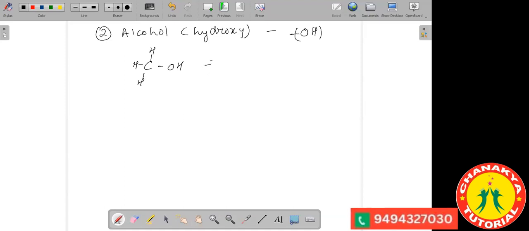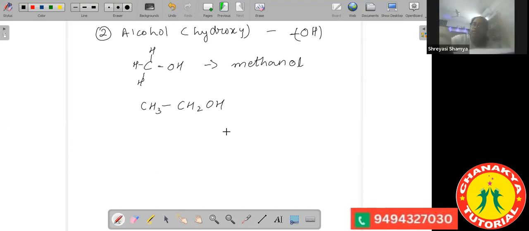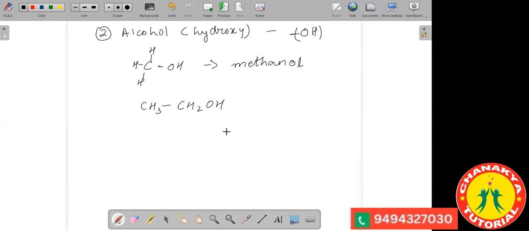So what name will I give it? Its parent name is meth, and between all the carbon atoms there is a single bond, so it would be methane if there was no OH. And to name this OH, we remove the terminal E and add OL to it. So it is methanol. Okay, so what should be the name of this? CH3CH2OH. What name should be given to this? Ethanol.